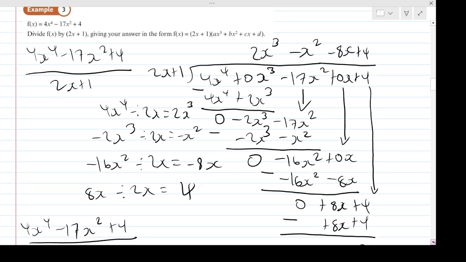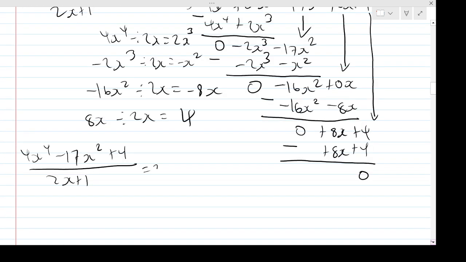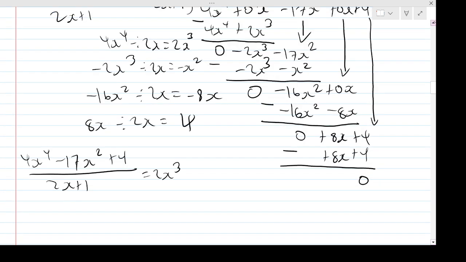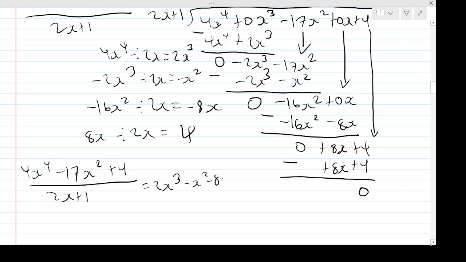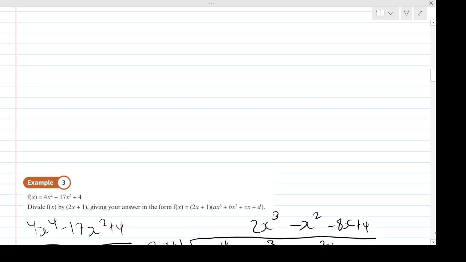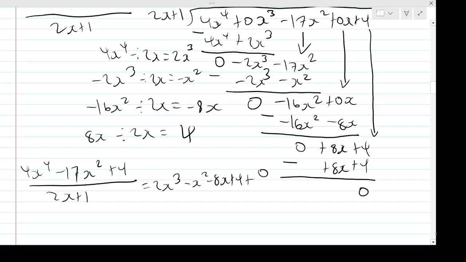So from this I get 2x cubed minus x squared minus 8x plus 4. And the remainder term I get is plus 0. There, that's the remainder part: 0 over our divisor 2x plus 1, sorry. But that just goes to 0. So simply that's all I'm left with there, is this cubic term. Cool. So there we are then. That's what this fraction simplifies to.